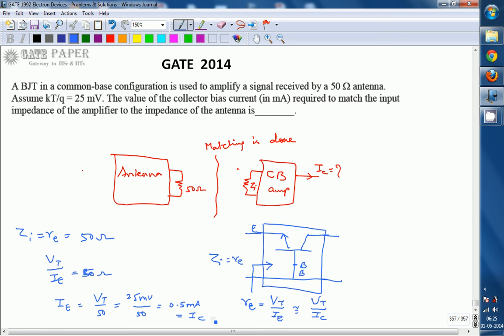So from that you can calculate IE. That value of IE is IC itself. So 0.5 milliamperes is the answer. So the right answer for this one is 0.5 milliamperes. Thank you.